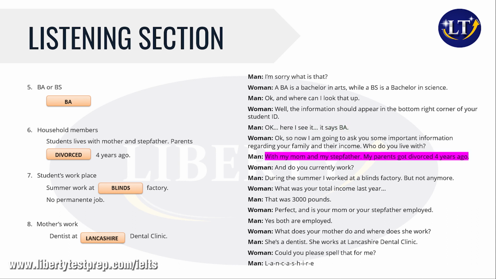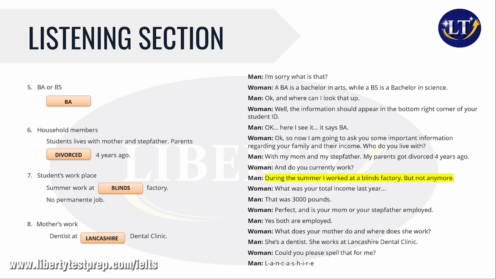And then number 6 has household members, right? A student lives with his mother and stepfather. Parents, blank, 4 years ago. So 4 years ago would be your keyword. And he says, with my mom and my stepfather, my parents got divorced 4 years ago. So that's a keyword. What happened 4 years ago? Parents got divorced 4 years ago. So in that case, divorced.